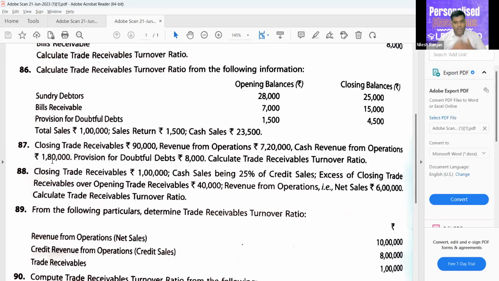Will we take credit sales as X, and from the net sales deduct 25% of X? No. Actually, cash sale is 25% of credit sales. And cash sale plus credit sale equals total sales, that is 6 lakh. So cash sale plus credit sale is 6 lakh.